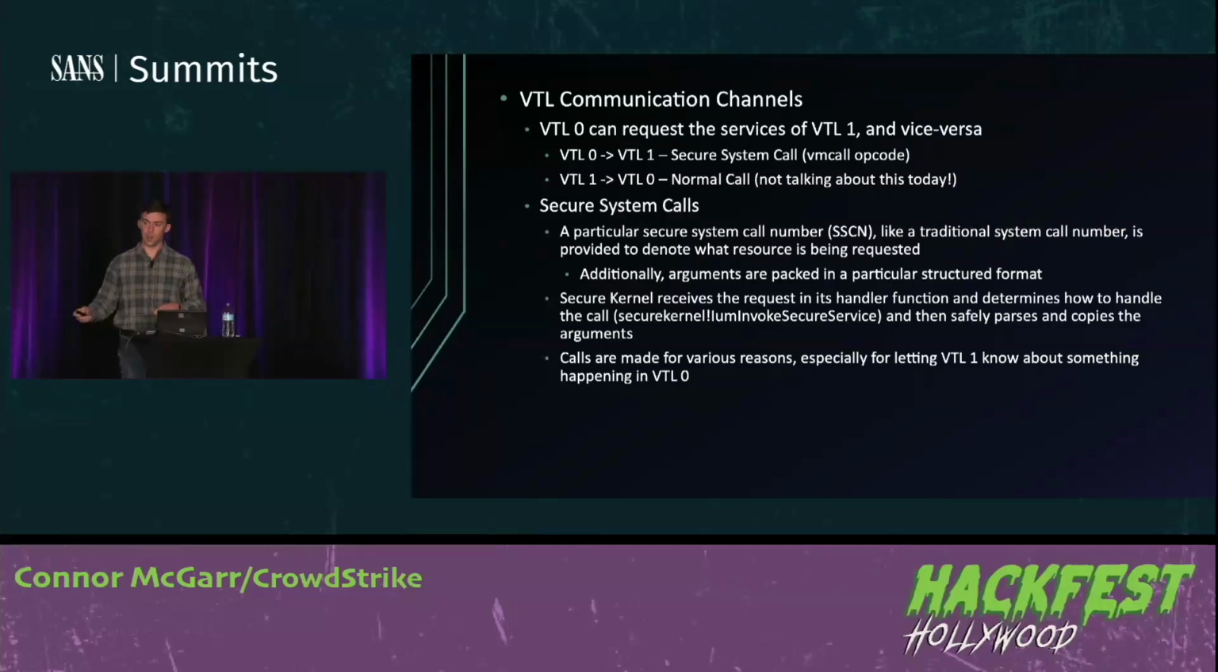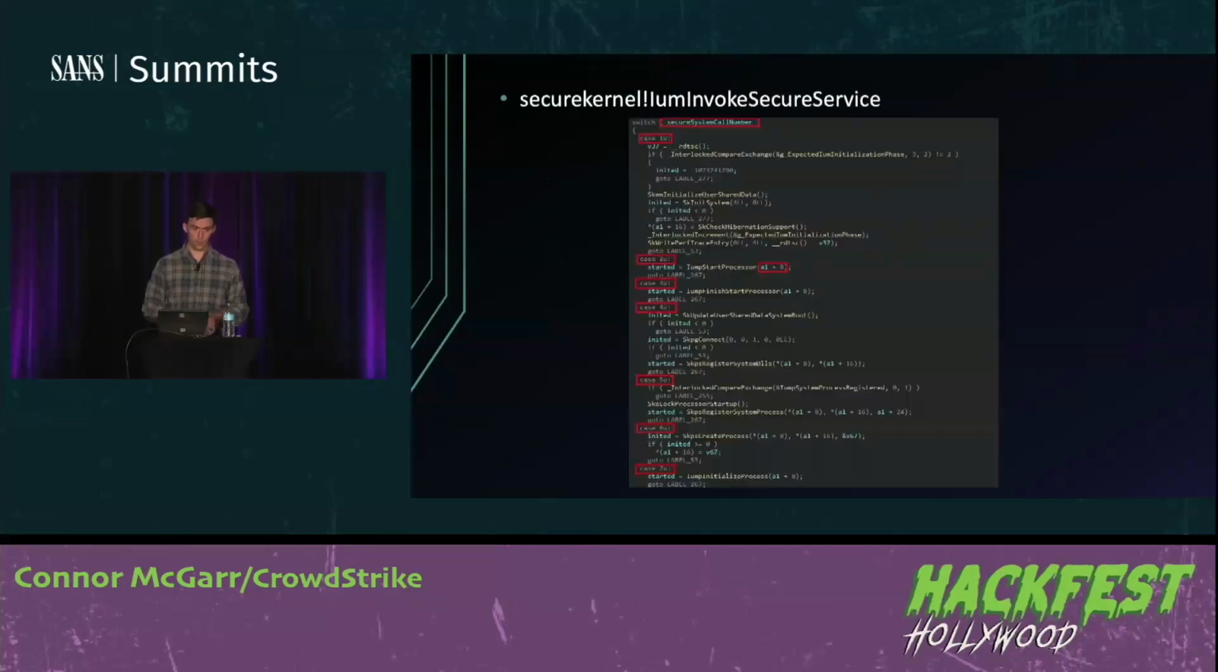That gets passed to a dispatch function in secure kernel. Secure kernel parses that number, parses the arguments safely, copies them, and then performs the action. And here's what this dispatch function looks like in secure kernel. It's just a big switch case, each case representing a secure system call number, with the various dispatch functions being available.